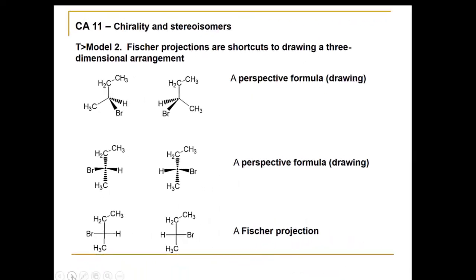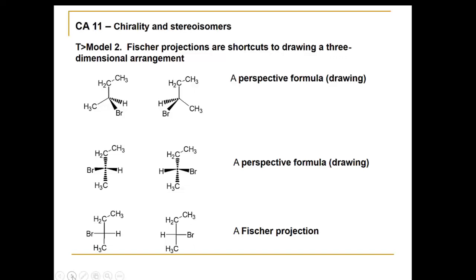Now let's turn our attention to teaching model number 2. And indeed, using a wedge and dash is a great way to represent a particular enantiomer. So at the very top row, we see that we have a pair of chiral molecules that are enantiomers. They are mirror images that are not superposable, and we can call this a perspective formula type drawing.